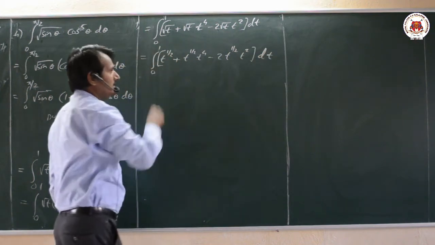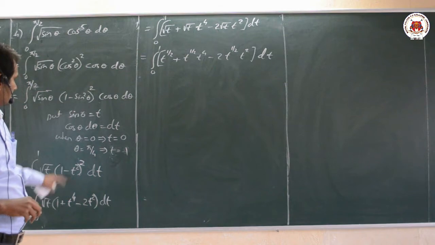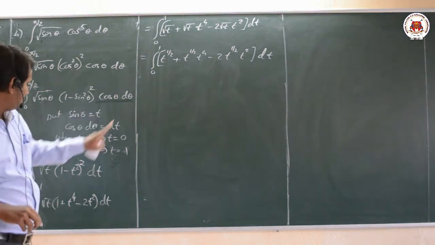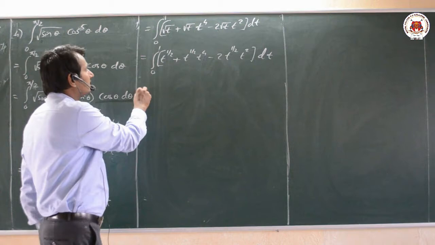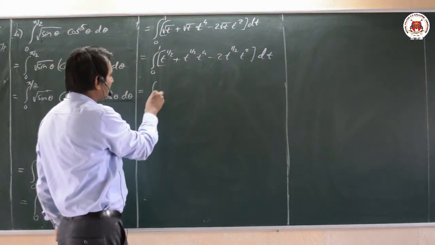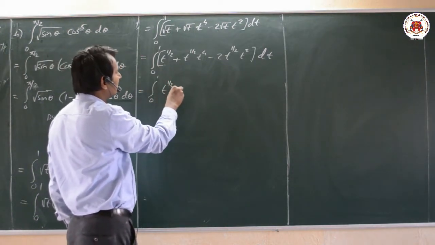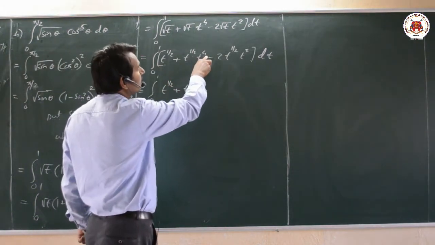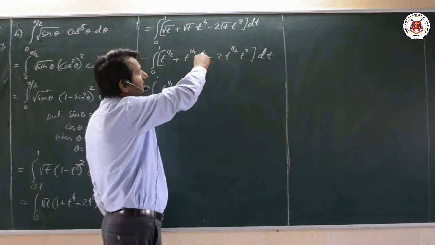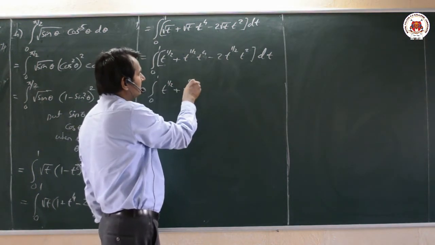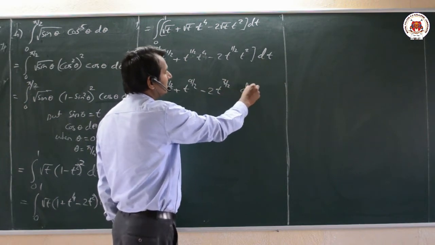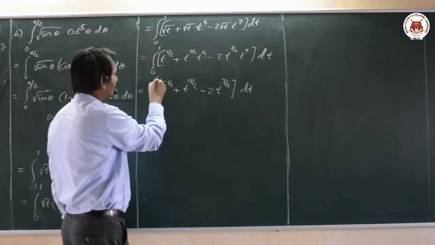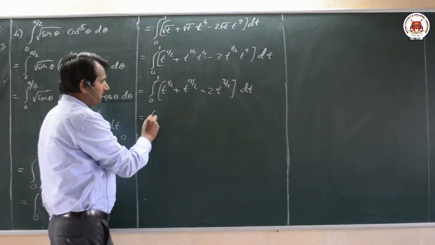Very, very simple example here. Okay, fine. And here also cos theta d theta value will be dt only. Now I will simplify once again: 0 to 1, t raised to 1 by 2 plus t raised to 1 by 2 plus 4, that is 9 by 2, minus 2 times t raised to 5 by 2, dt. Okay, then which is equal to t raised to 1 by 2.